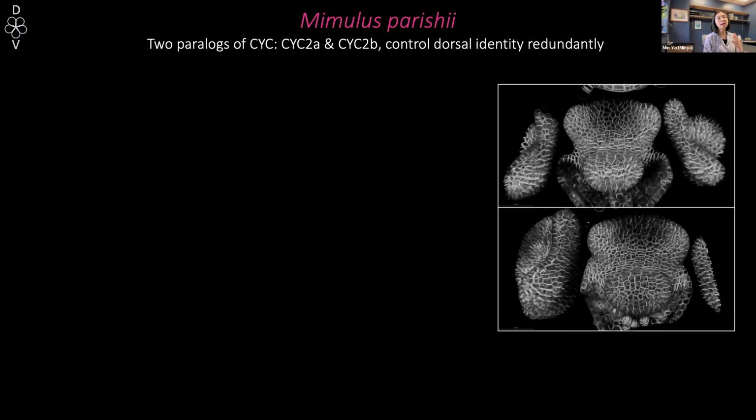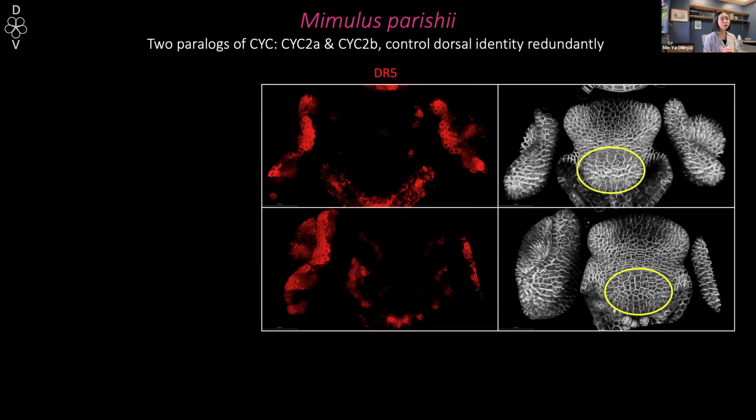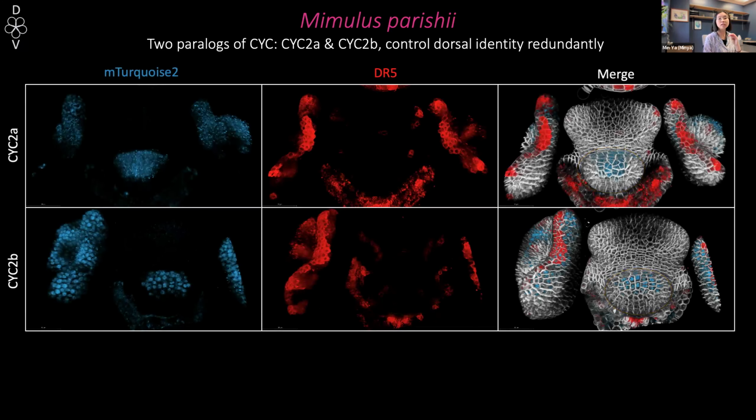For example, here we have two different samples, and you can see that the floral meristem is already very physically defined, very round and chubby. And the DR5 signal can be observed in many other parts of the plant, but there's nothing inside of the floral meristem, right? However, at this stage, both of the cycloidea genes already established their dorsal specific expression.